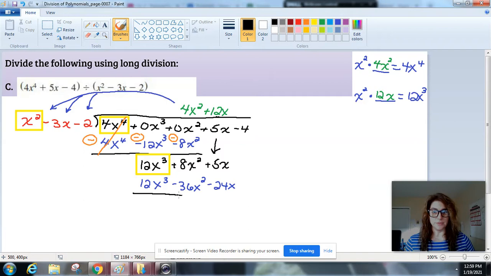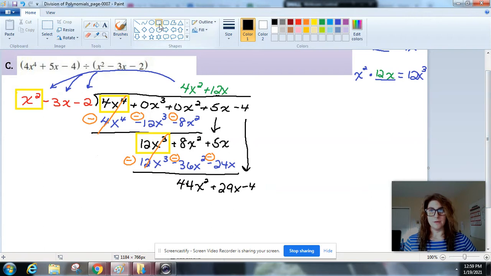And again, we repeat. Go through your subtraction. You subtract every term. First term will always cancel, right? Cross that out. 8 plus 36 is going to get us a 44x squared. Then 5 minus a negative 24 gets us a 29x. And then drop down the negative 4.